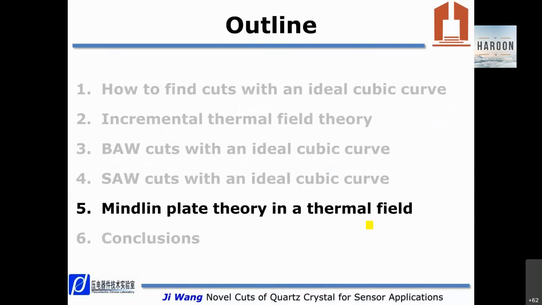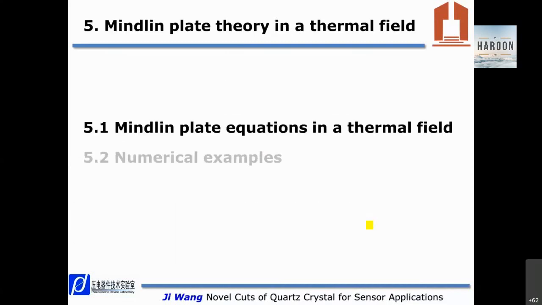certain orientations for quartz crystal resonators, the surface acoustic wave resonators. We use the Mindlin plate equations in a thermal field with the material properties we got from this study, as we showed before, so we can have a detailed study of properties of quartz crystal resonators.